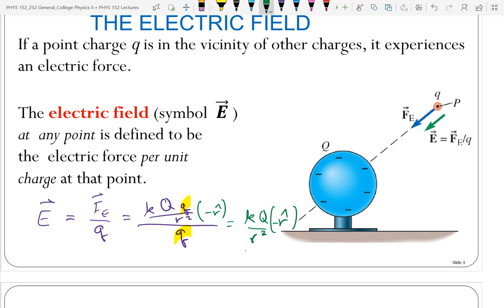So if I have a negative charge out there at point P, the force on the negative charge is going to be outward instead of inward. So electric force can be attractive or repulsive. We have that difference. So what's the point of an electric field? What's the whole reason we have it?